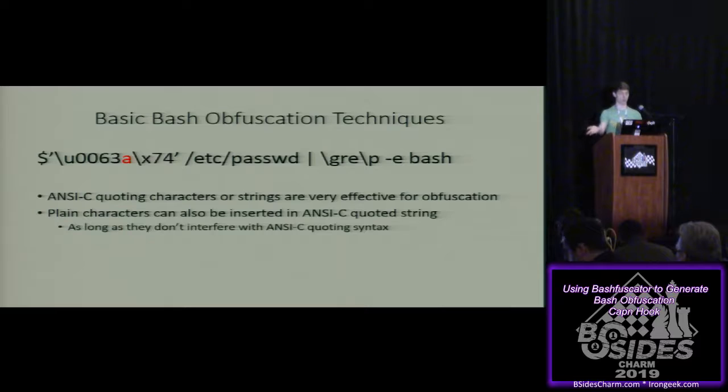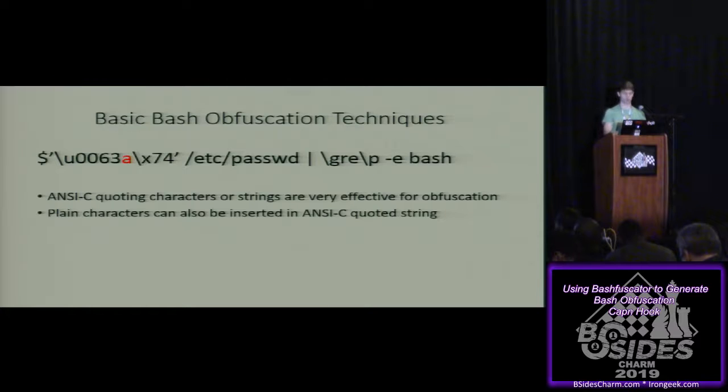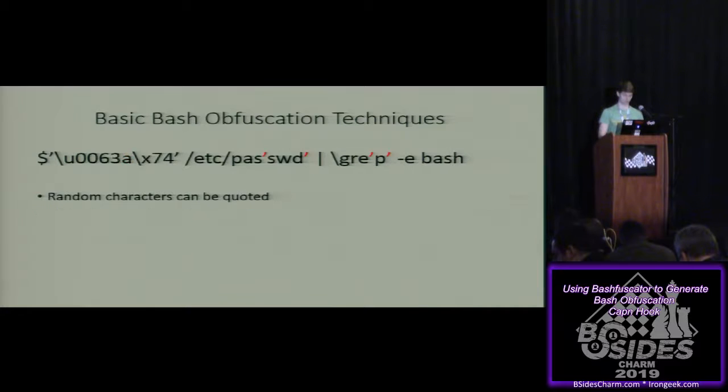The only thing you need to be careful of is that you don't interfere with the ANSI C quoting syntax, which for octal is at most 3 digits. For hex, if you have X74 right here and you threw something after that 74 that corresponds to a hex digit, like an A, that would potentially mean something different, because bash will then interpret it as part of the actual hex value. So there are limits to what you can do, but if you're staying within the ANSI quoted syntax, which you can find in the bash manual, you can obfuscate that pretty well.